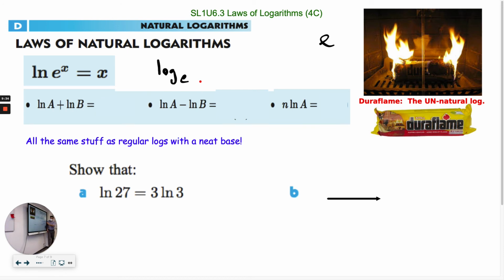So we can do all of the same tricks with this, like show that natural log of 27 is this. Well, you can say log base e of 27. 27 is 3 cubed. And so therefore you can pull the 3 out and go 3 log base e of 3. And turn it back into natural log if you really like.